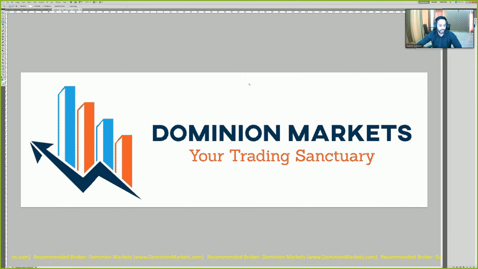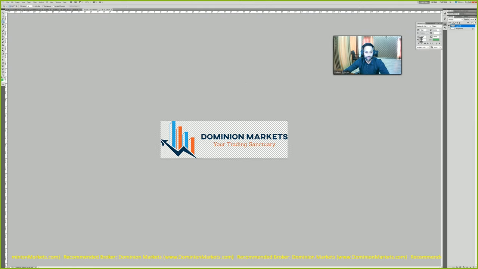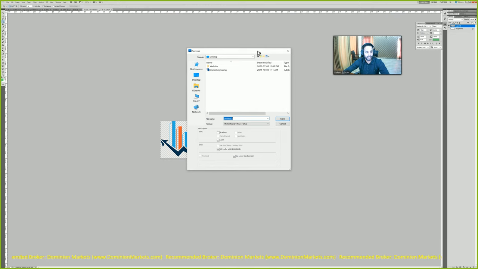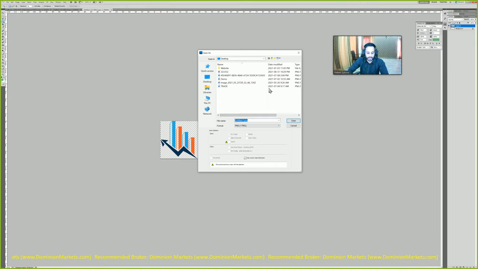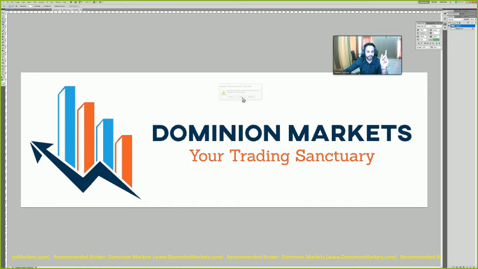Select, awesome. You selected it, you hit Control C to copy, then Control N, open up a new window, and then Control V, there we go. You remove the background, and then you go to File, Save As, and then it's Dubai Bootcamp, and you save it as a PNG file. All right. Dominion Markets, this is where I save all my trades and do analysis. So desktop, Dominion Markets, you hit save, hit OK. And that's it. That's done.